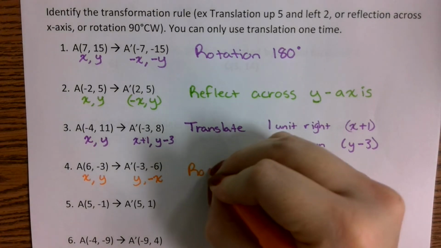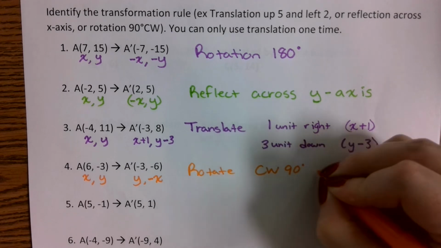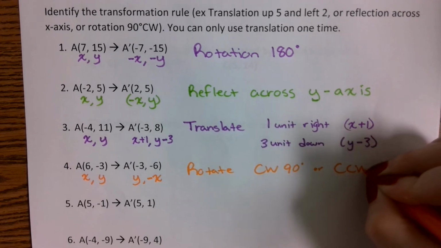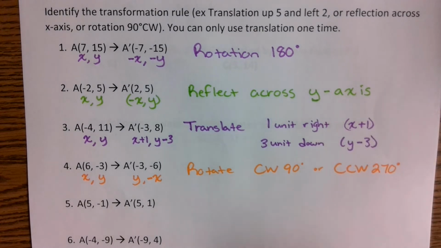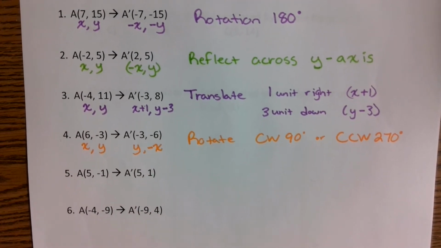Good. So we rotate clockwise 90 degrees or counterclockwise 270 degrees. Okay. These are when you need to have those rules memorized. You need those rules to be memorized.